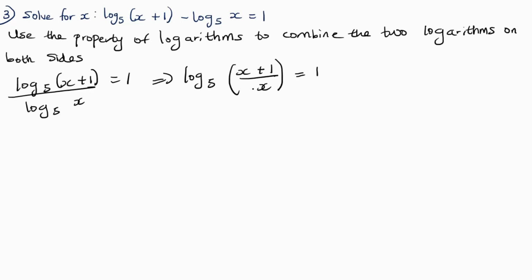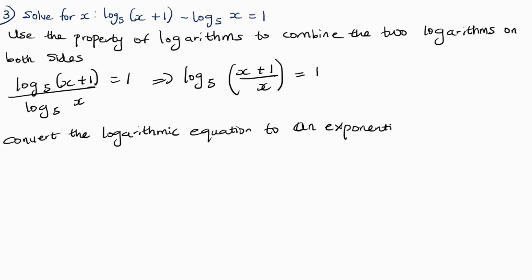Alright, now convert the logarithmic equation to an exponential form. Doing this, we have that x plus 1 over x is equal to the base 5 raised to the power of the exponent, which is 1. So this becomes x plus 1 over x is equal to 5 raised to the power of 1, which is going to give us 5.